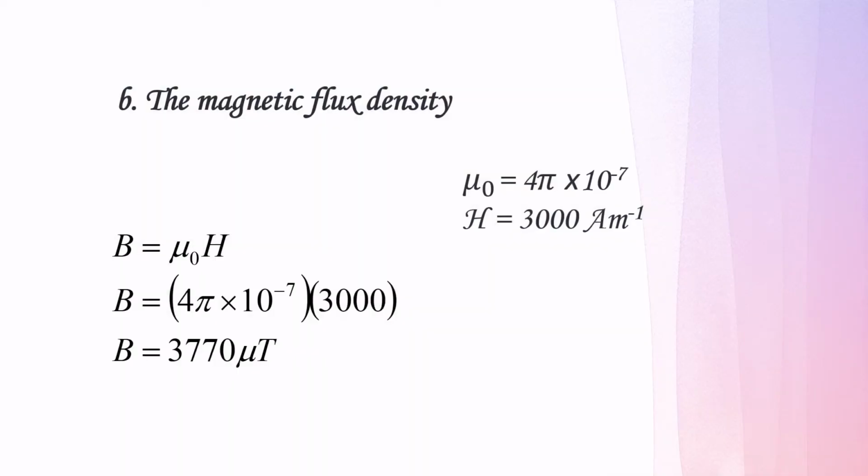B. The magnetic flux density. The permeability in free space is 4 pi times 10 to the power of negative 7. The magnetic field strength H is equal to 3000 ampere per meter as we calculated just now. It can be put into the magnetic flux density formula. Then we will get the answer for magnetic flux density as 3770 microtesla after rounding up.